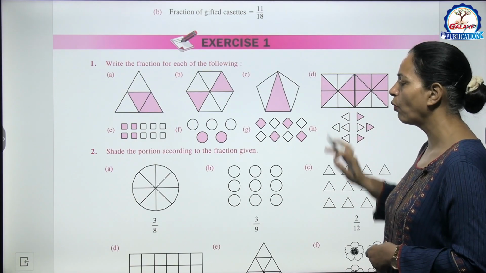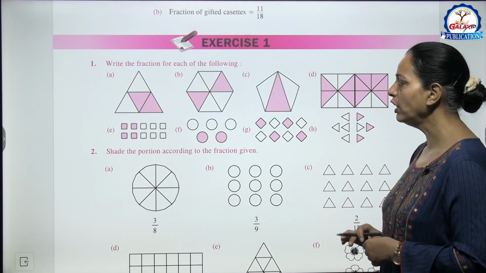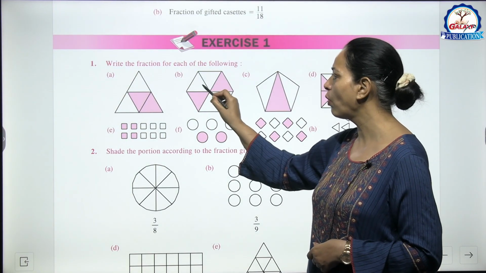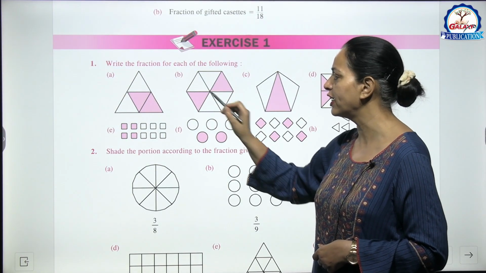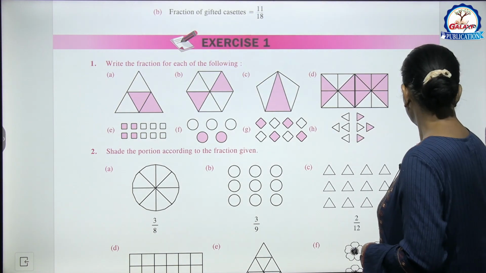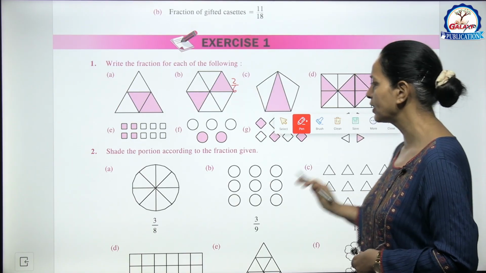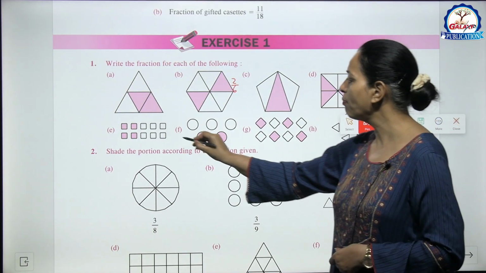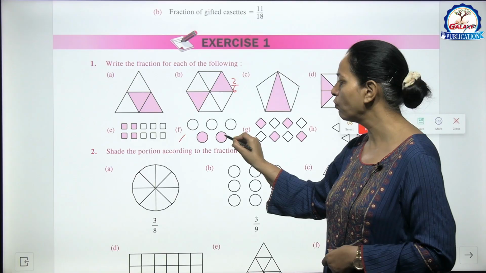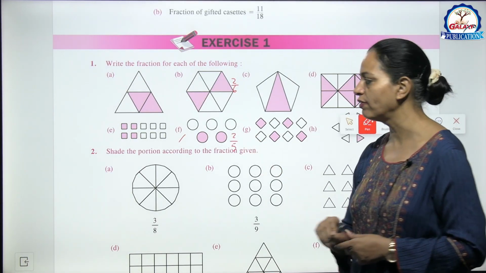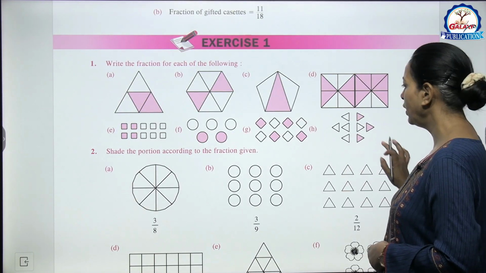See question number 1. Write the fraction for each of the following. Like here B part, total parts 1, 2, 3, 4, 5, 6. So 2 are shaded. So fraction is 2 upon 6. Like F part, 1, 2, 3, 4, 5 circles. 2 are shaded. 2 upon 5. Similarly, you can try remaining parts.